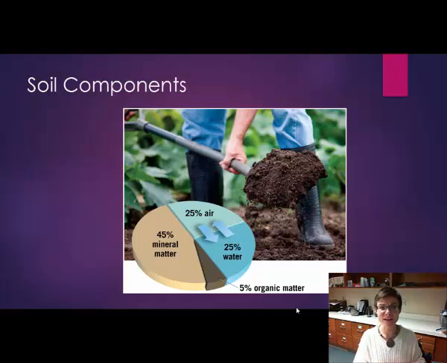Now let's talk about the half that is not empty space. 45% of the soil volume is made up of mineral matter. What they mean in the book by mineral matter is broken down rock. So that's 45% of the volume of soil is broken down rock material. And then 5% is organic matter.